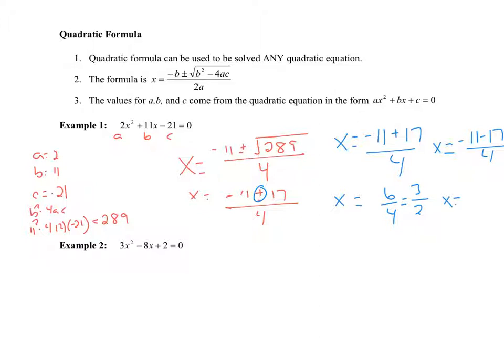Then negative 11 minus 17 over 4 is going to be, well, negative 28. So negative 28 over 4, which means x is now going to equal negative 7. So we have our answers of 3/2 and negative 7. And again, if you leave it like this, you'll make your math teacher cry. Don't do that.